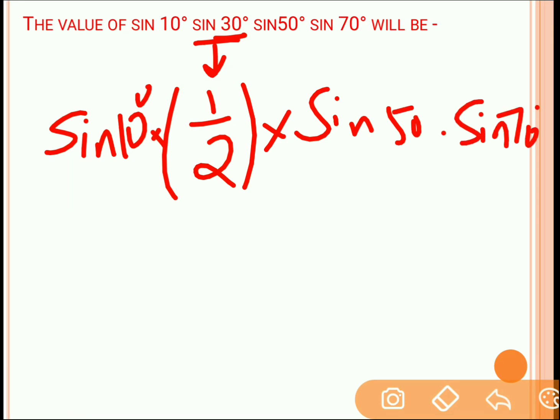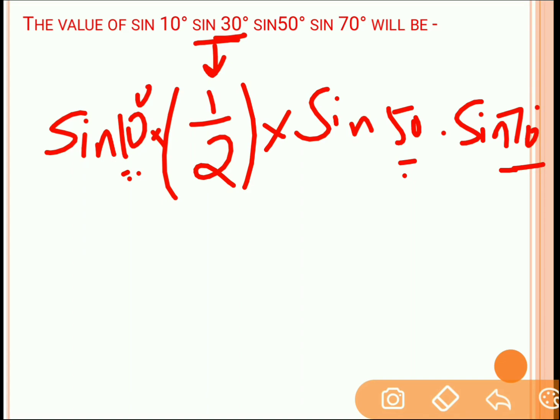Now from the rest of the angles, these angles are not the standard angles. Now we need to check whether there are any complementary angles or not. If you check, 10 and 70 are not complementary angles, or 10 and 50, they are also not complementary angles. So none of them are complementary angles.